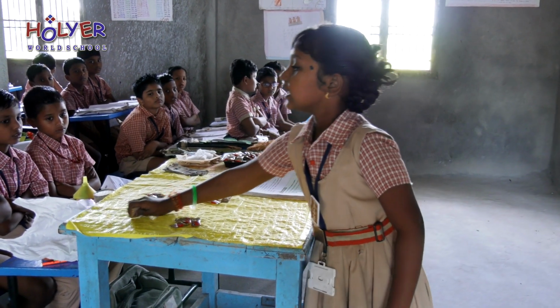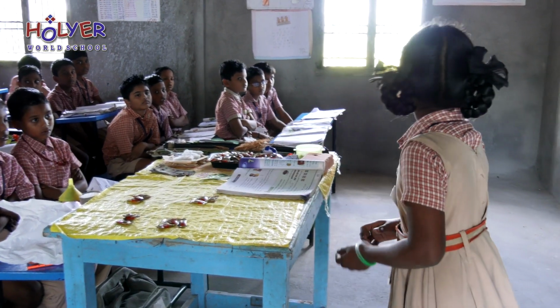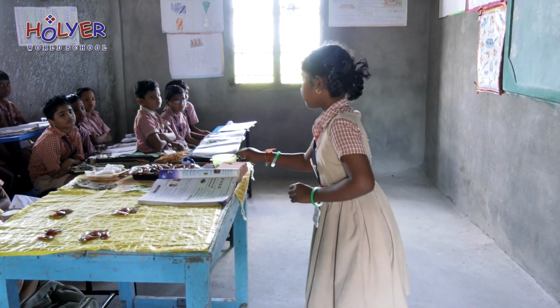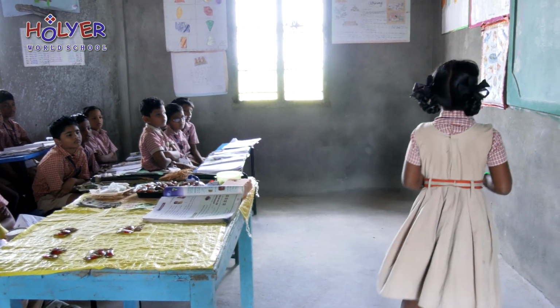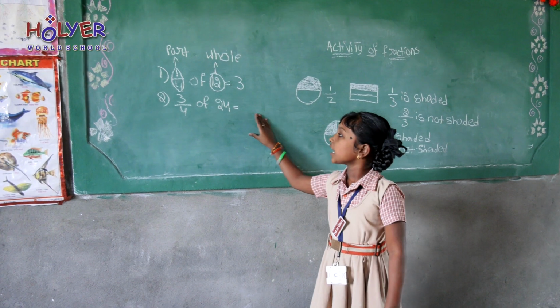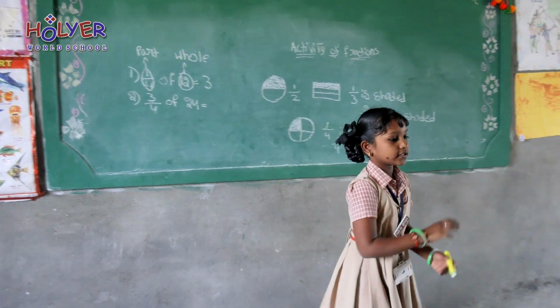Each group has three objects. 1/4 of 12 is 3. Whole is 3/4. Here I am taking 24 objects.